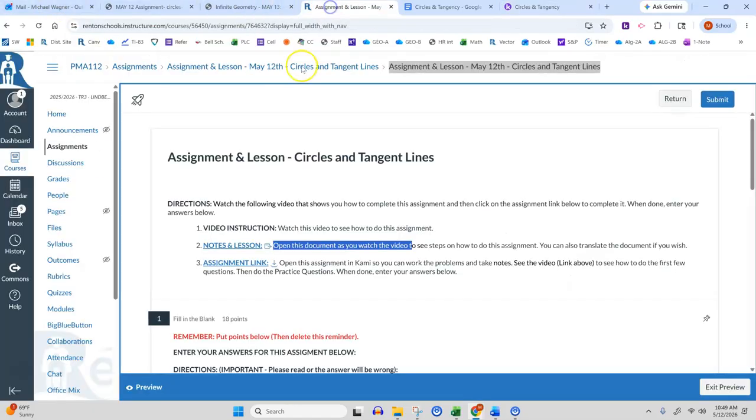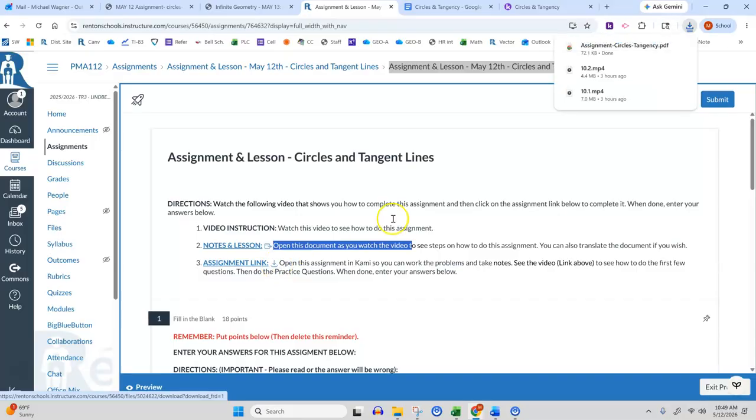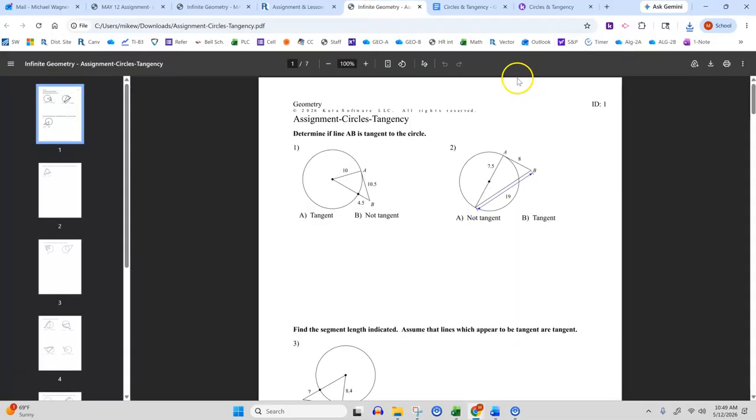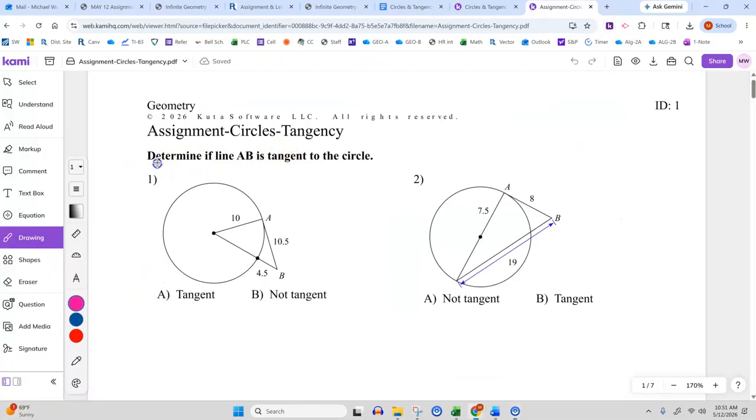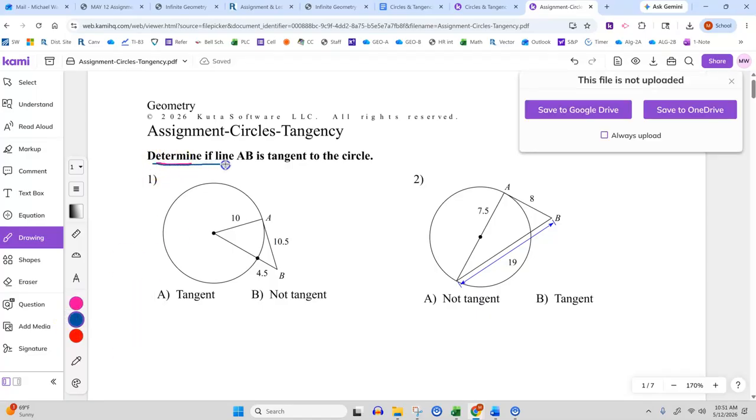Back to the assignment, and that's the assignment link right here. And let's open this up here. I'm also going to open up this in Kami as well. So I'll have 2 Kamis open, okay? Okay, so the first question type is we are to determine, let me use blue, determine if line AB, this AB right here, is tangent to the circle.